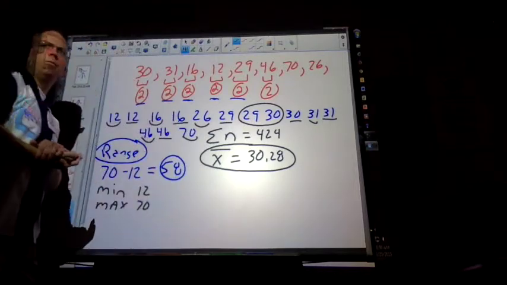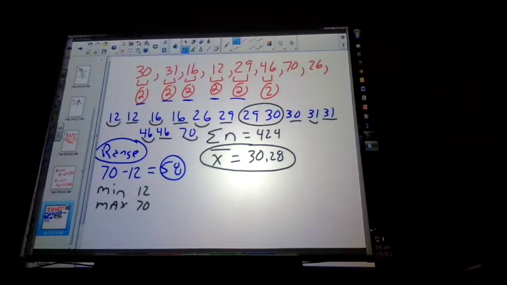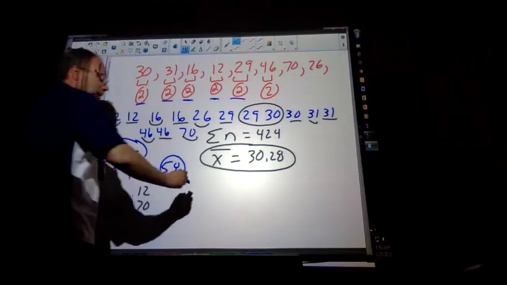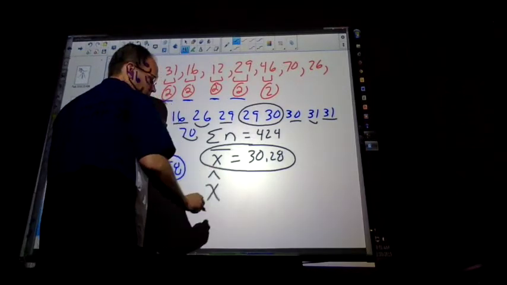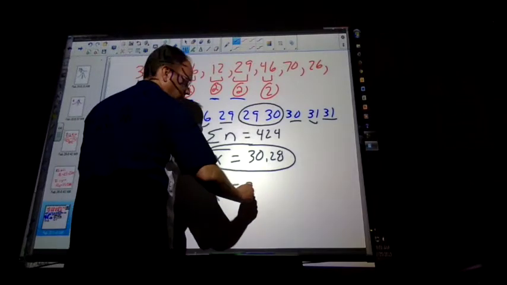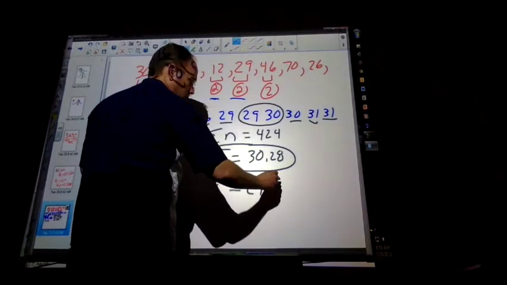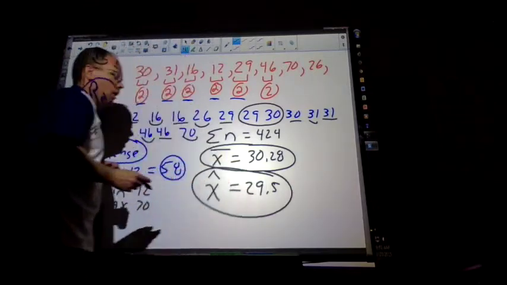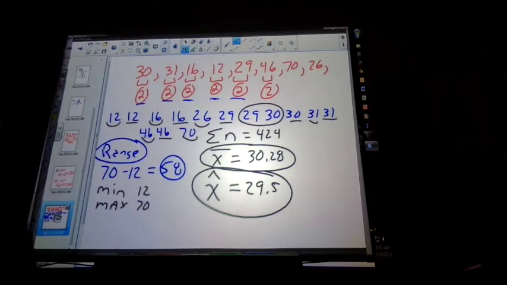What's my median? How much? 29.5. How do I represent the median with X? Yeah, X hat. That's a real name. I'll go with it. 29.5. Are the mean and the median about the same? Okay. They're pretty darn close.